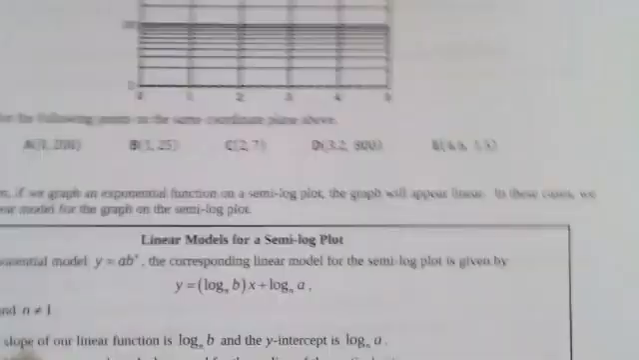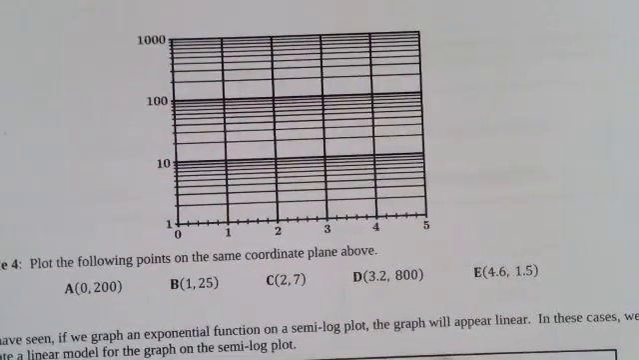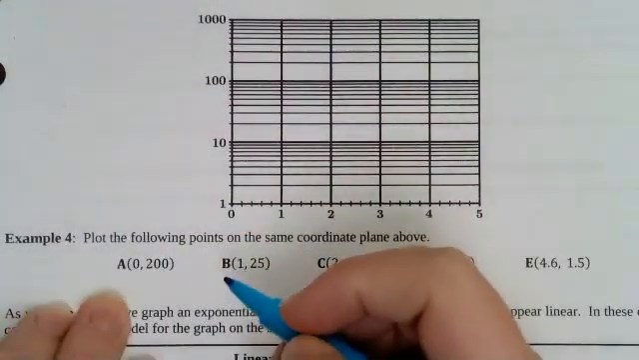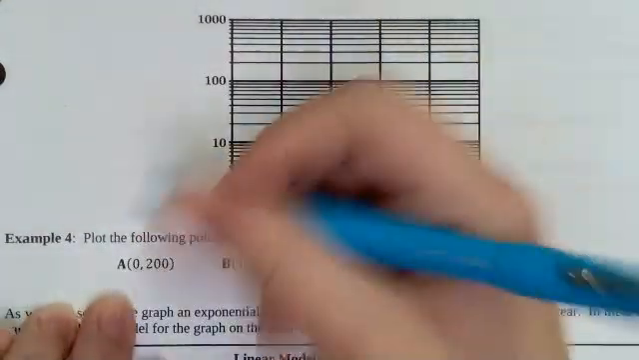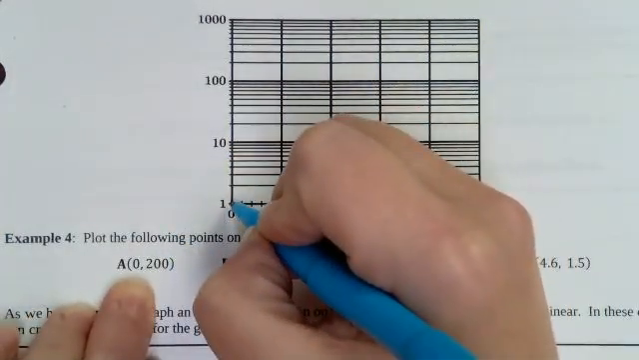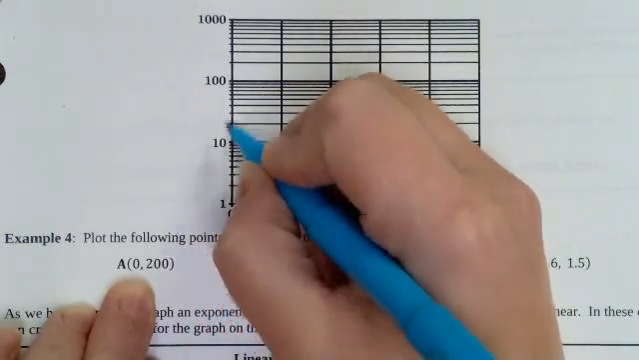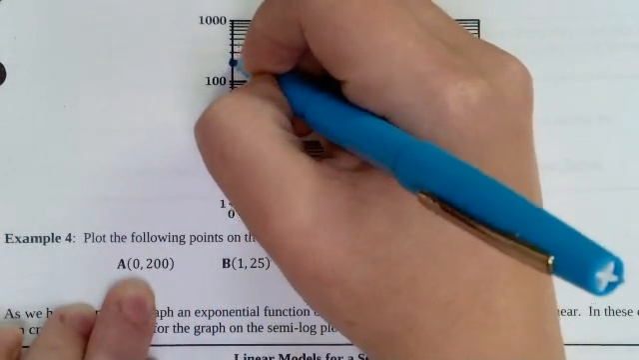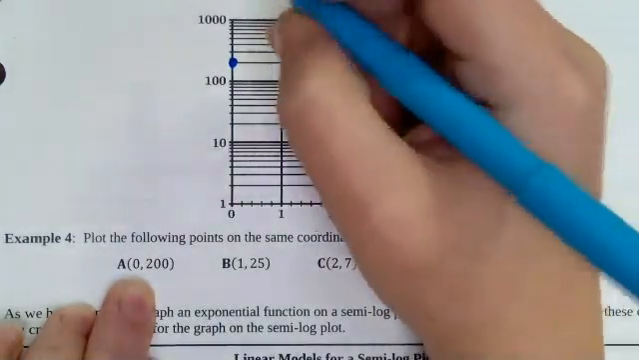All right, next page. Here we've got example 4. We're going to plot the points. You see these points on here. Plot the following points in the same coordinate plane above. So A, we're going to plot this at 0, 200. So we're going to go 0, and then this is 10, 100. But remember, now it's going to go up 100 every time it goes up. So that is where A would be located.